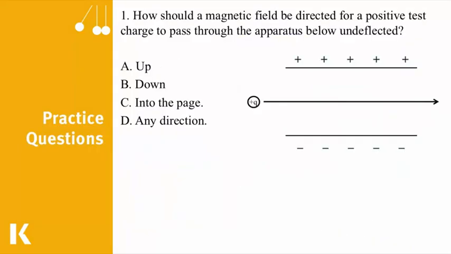Now let's practice the information we've reviewed about magnetic fields. Take a look at question 1 and choose an answer. The correct answer is C, into the page.